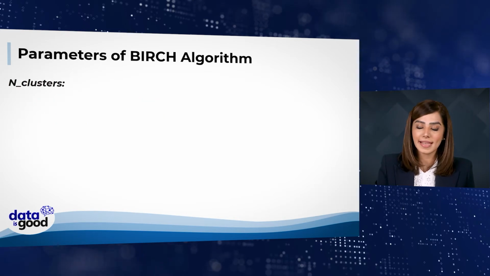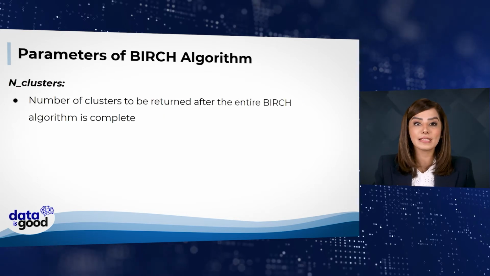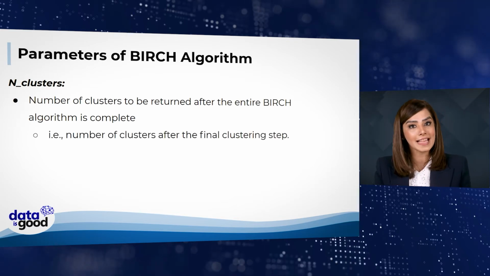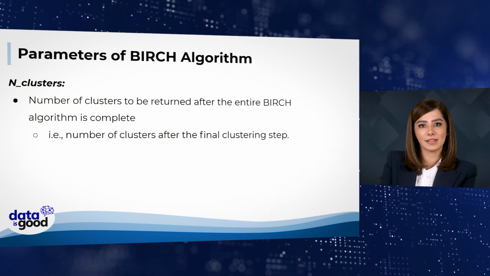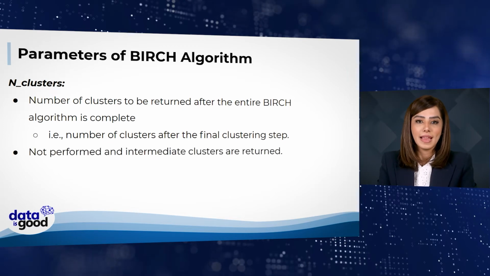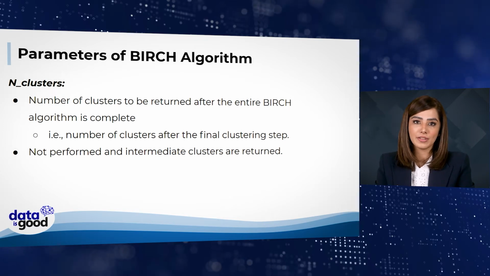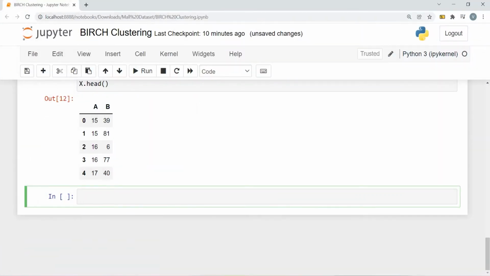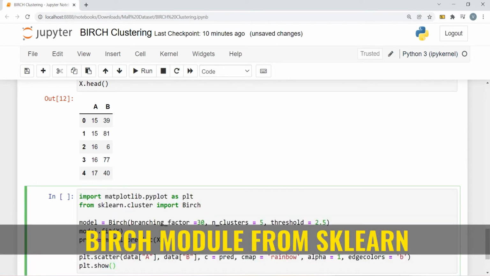And the last one is n_clusters. It is the number of clusters to be returned after the entire BIRCH algorithm is complete, that is, the number of clusters after the final clustering step. If it is set to None, the final clustering step is not performed and intermediate clusters are returned. Now the implementation of the BIRCH clustering algorithm, and for that we will use the mall dataset. For that we'll have to get back to our Jupyter notebook. So first, we'll start by loading the important modules. Here you can see that we have imported the BIRCH module from sklearn.